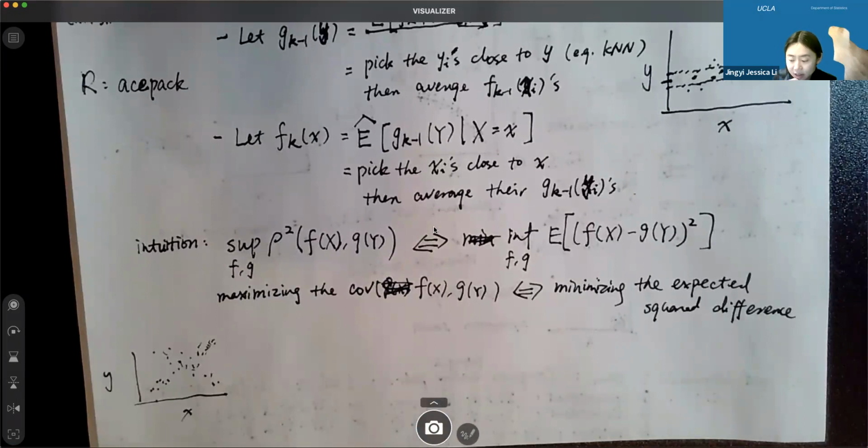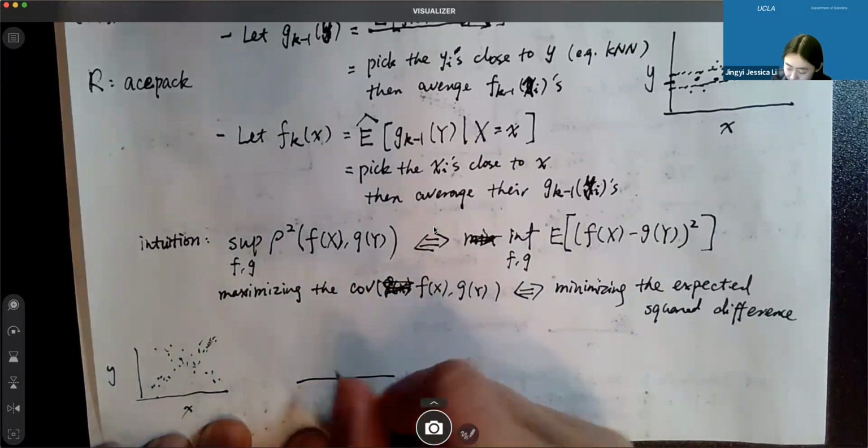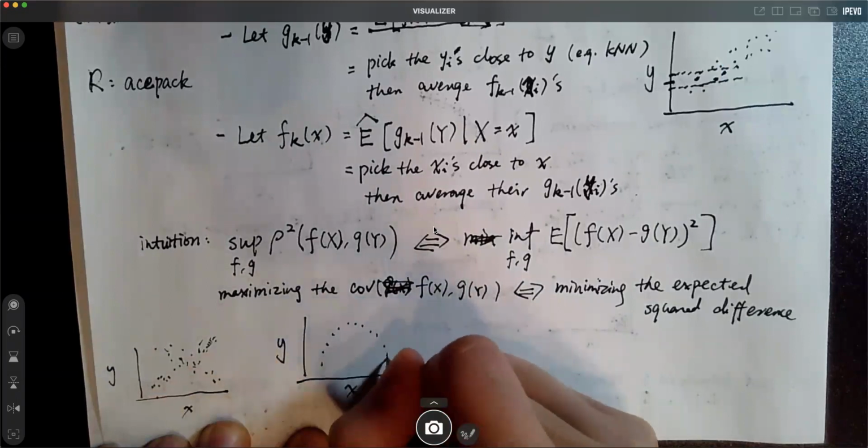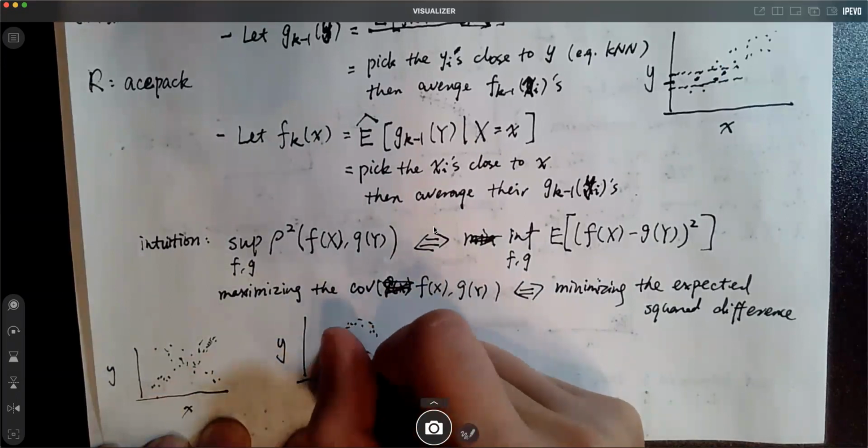But in that case, this is the interesting thing about this algorithm. So let's say that you have a curve like this. So this is the original motivating question.